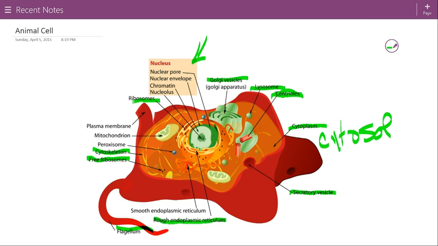Okay, so that's the liquidy part that everything really is floating around in. Then we have the plasma membrane, which separates the cells from each other. It does the same job as the nuclear envelope. It keeps all of its cytoplasm on one side, and then there's a gap between the two cells, and then there's another plasma membrane leading into a new cell.